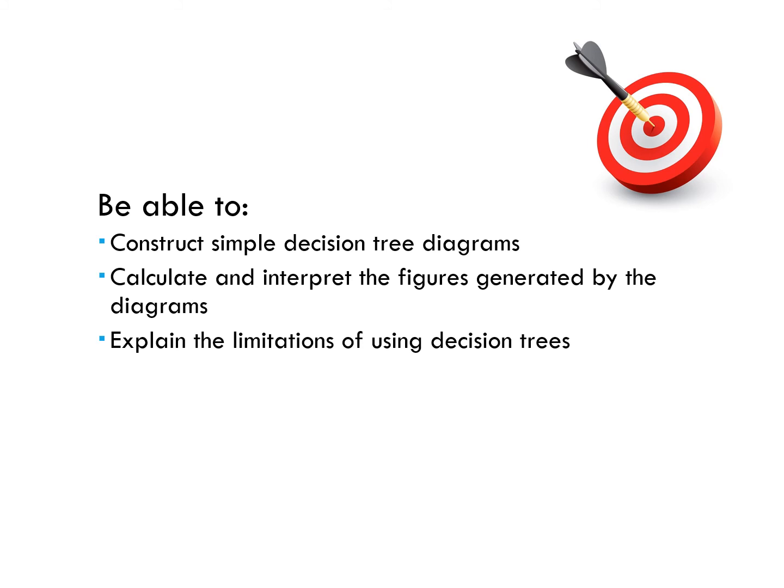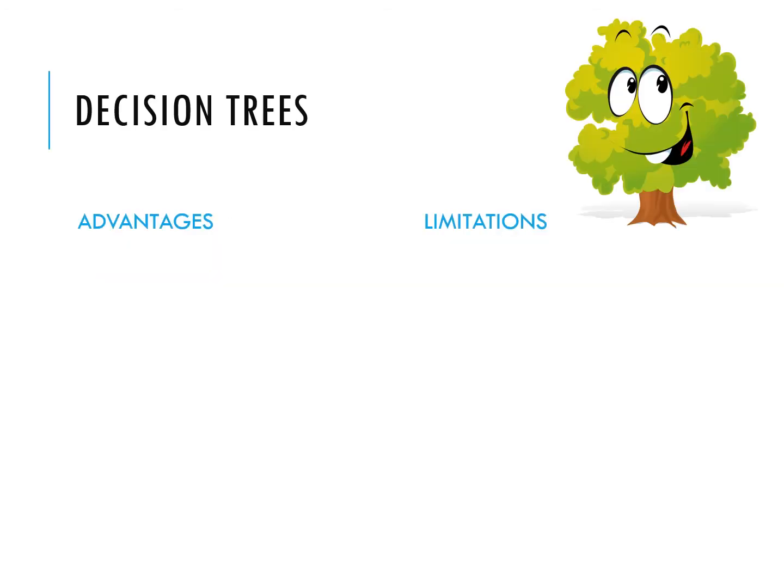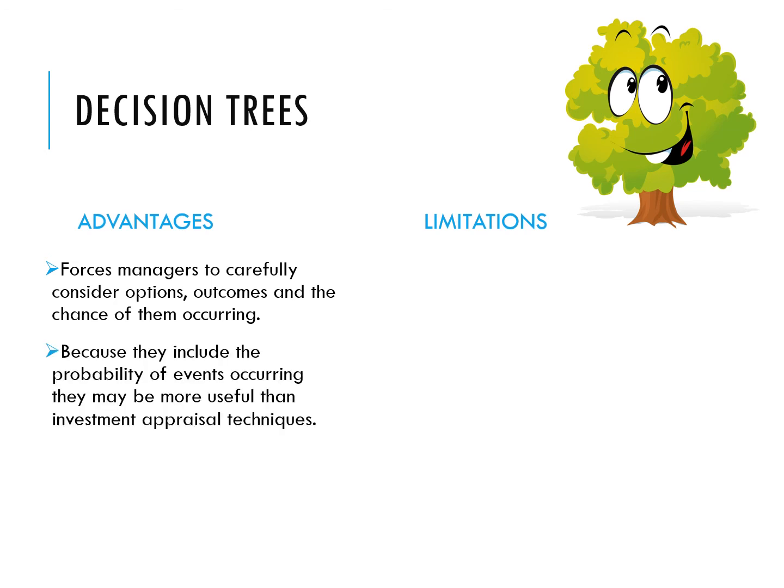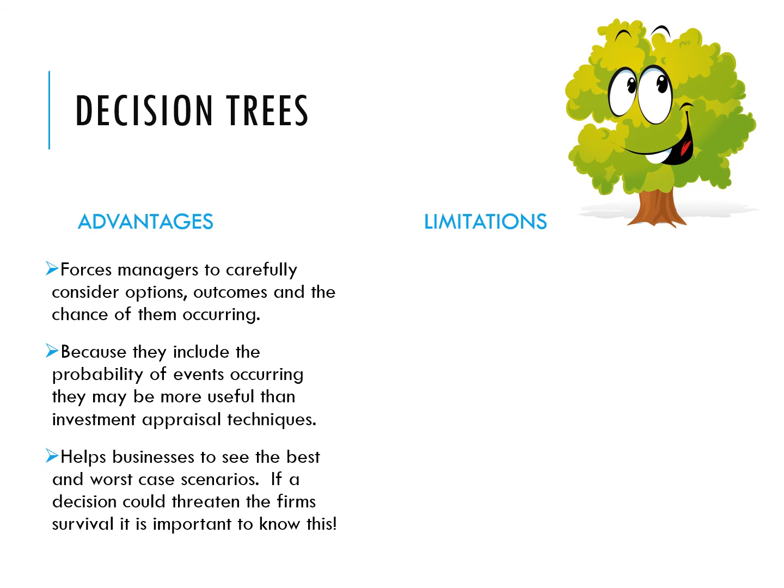So we've looked at the first two points here, drawing one and interpreting one. Now let's look at evaluating a decision tree. So what are the advantages and disadvantages of using this tool if you're a business? Well, an advantage is it forces managers to carefully consider options, outcomes, and also the chance of them occurring. Because we include a probability of events occurring, this may be more useful than other investment appraisal techniques when we assume the cash flows are the cash flows. There is no chance or likelihood applied to our estimates. So this is a strong advantage of using a decision tree. We can also look at the best and worst case scenarios.